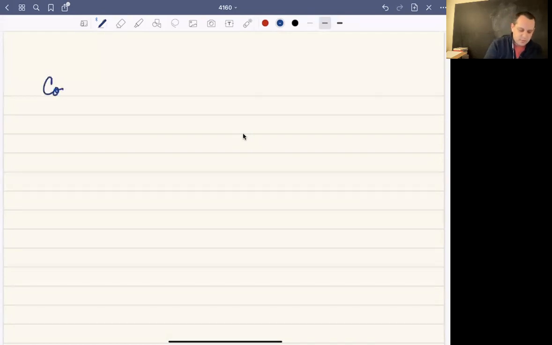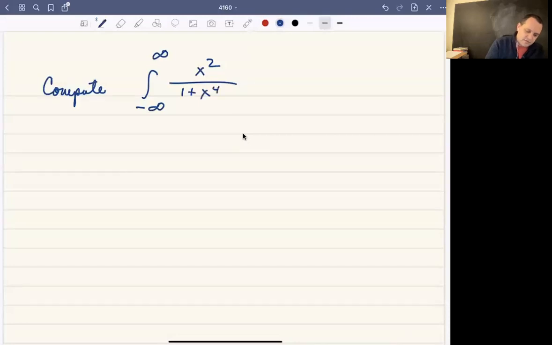So what I want to do is compute the real integral of x squared over 1 plus x to the fourth dx. Okay, so I want to look at this integral, x squared over 1 plus x to the fourth dx. There are a few different ways that we can think about this, but I think the best way is that since the integrand is even, you can think about this as, say, 2 times the integral from 0 to infinity.